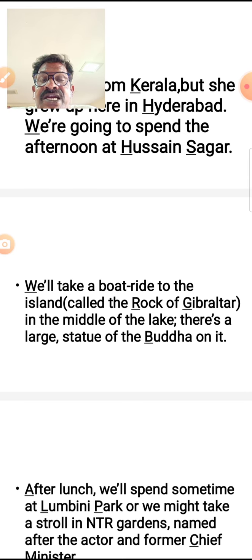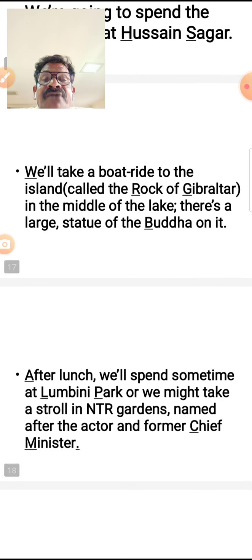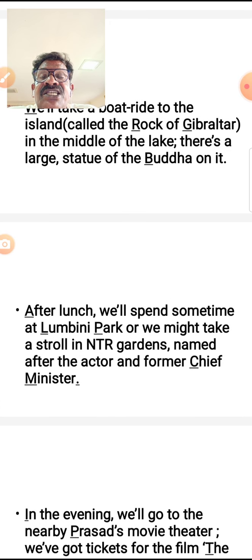In the middle of the lake, there is a large statue of the Buddha. Once again, the Lord of Buddhists. So that is why once again we have come across Allah, Jesus, Buddha. So that is why B is being underlined here. And after lunch, once again the beginning of the sentence, A is being underlined. After lunch, we'll spend some time at Lumbini Park. Once again, a particular park's name, geographical name, Lumbini, L is being underlined. Park, P is underlined. Or we might take a stroll in NTR Gardens.